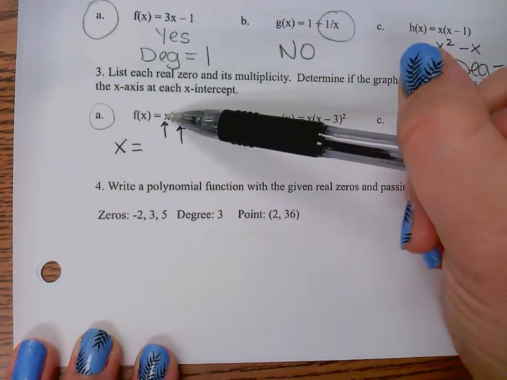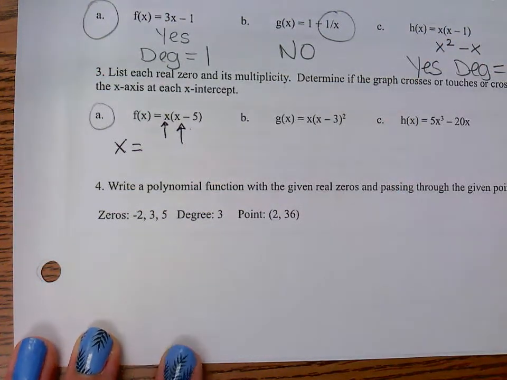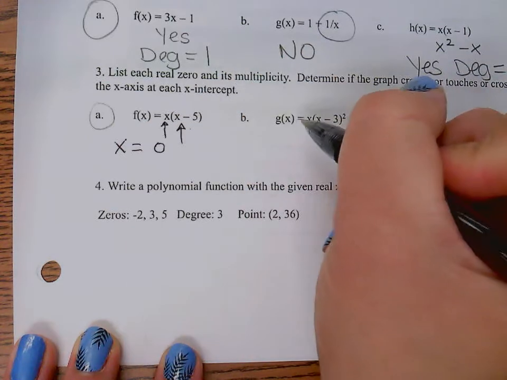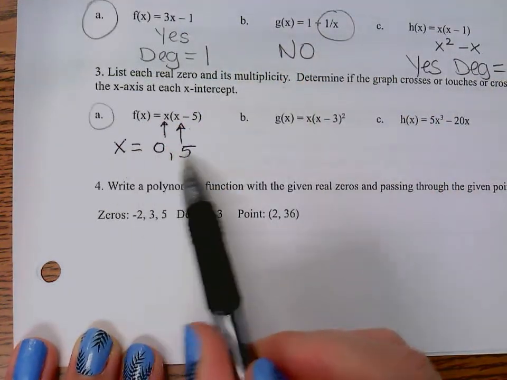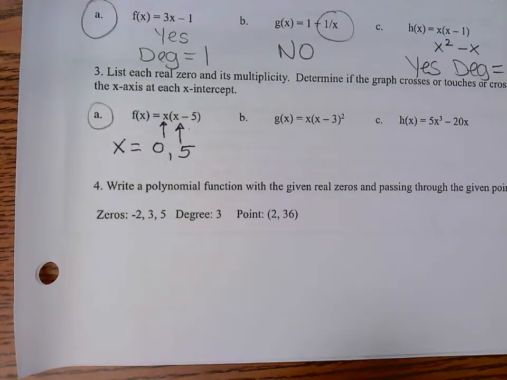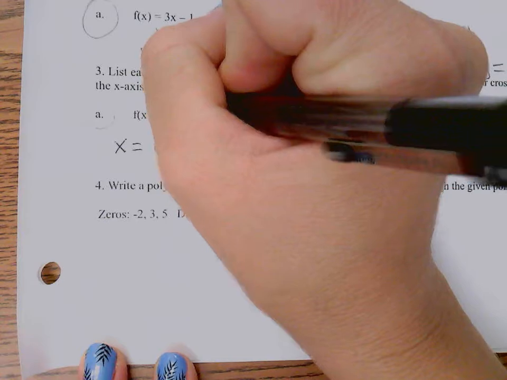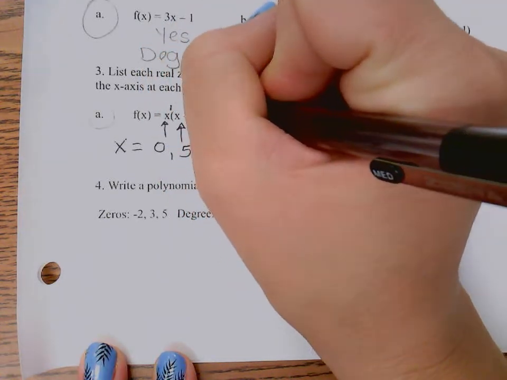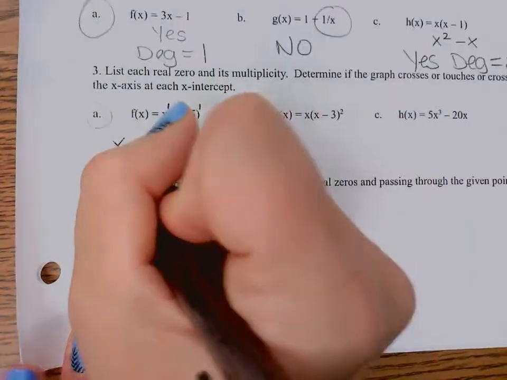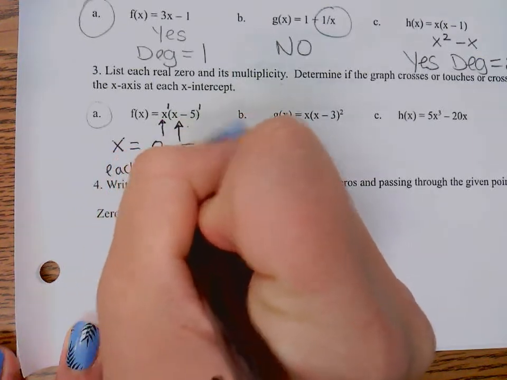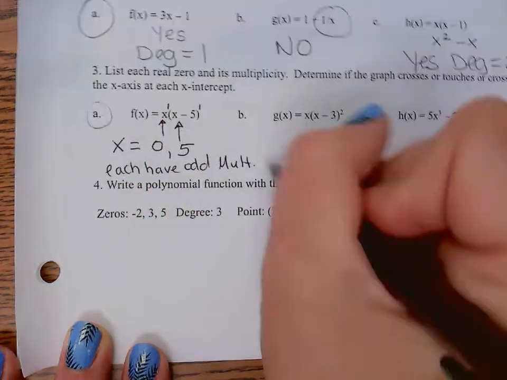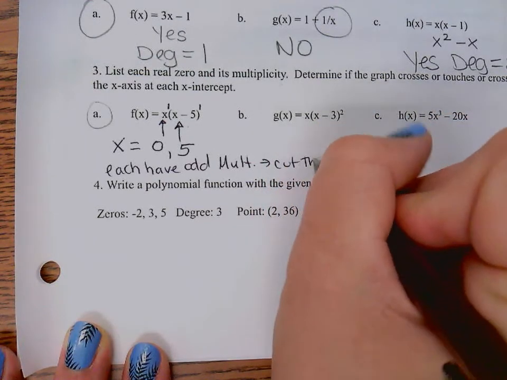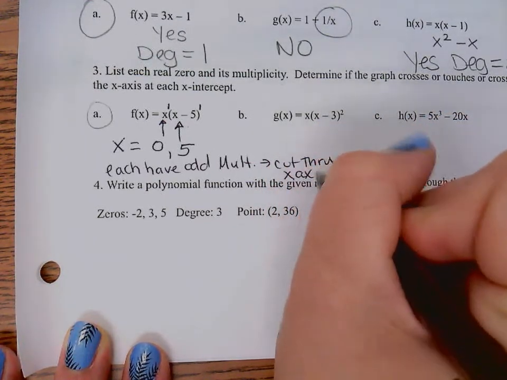What would I plug in for x that would make these equal to 0? I would either plug in 0 or I would plug in 5, right? So my x-intercepts are 0 or 5. So what are their multiplicities? What are the powers? 1, x to the first, and then x minus 5 to the first. So they each have an odd multiplicity. So they cut through the x-axis.